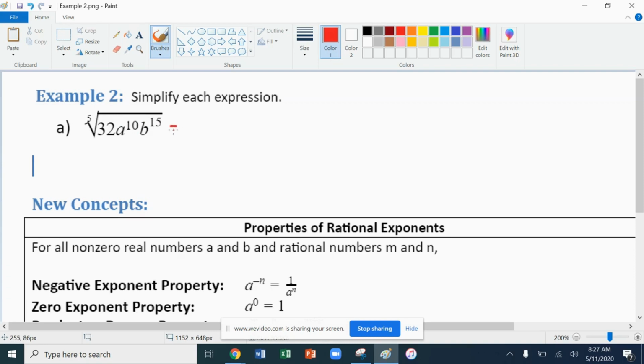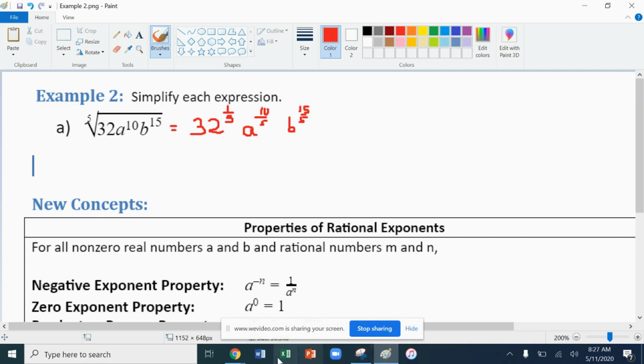So rewriting this in fractional exponent, it's going to be 32 to the 1/5. So there's my 5, my index right here, becomes the denominator of my exponent. Then I've got a to the 10/5, and I've got b to the 15/5. And then we're just looking to simplify. So 32 to the 1/5.